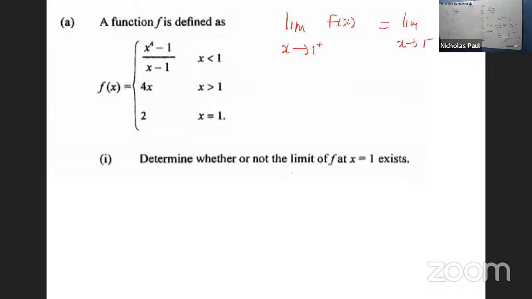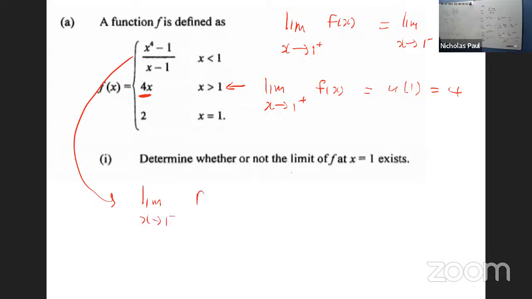Okay, so if you approach from the right, you're using this function here, right? So the limit as x approaches 1 from the right, we're using this function here. You just put in 1 and you get 4. Now, as x approaches 1 from the left, we have to use x to the 4th minus 1 over x minus 1. We had better simplify that. So we have to check and see if we could factorize, or divide.